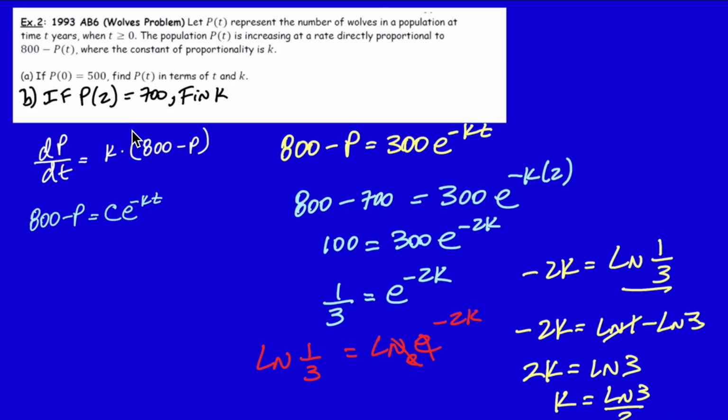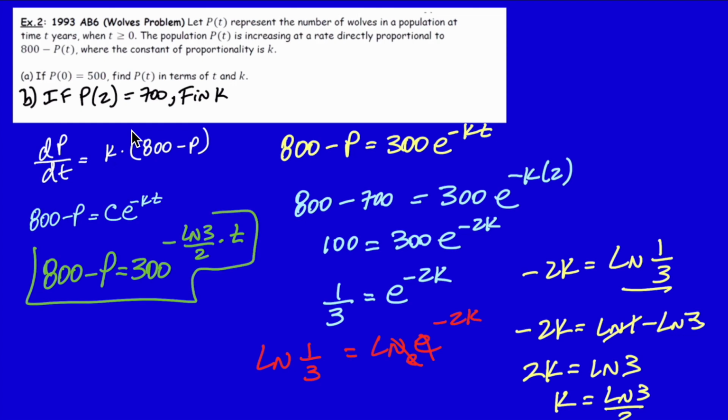Okay, now that we have our k value and we have our c value, we can write this equation in green, that 800 minus P equals 300 e to the negative ln 3 over 2 times t, and this equation will answer any subsequent questions that you might have on this problem.